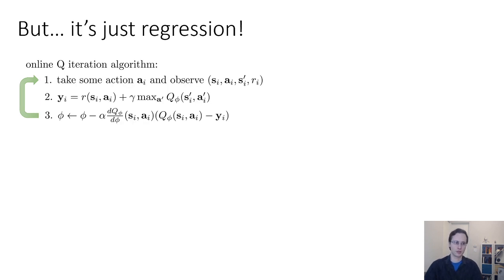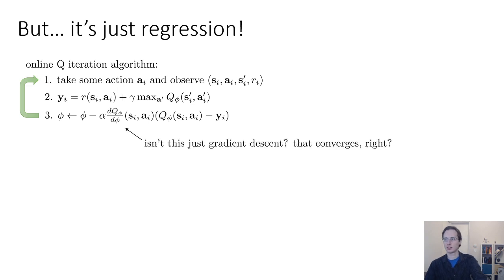Now, at this point, some of you might be looking at this and thinking something is very contradictory here. We just talked about how this algorithm doesn't converge, but at the core of this algorithm is something that looks suspiciously like gradient descent. Isn't this whole process just doing regression onto target values? Don't we know that regression converges? Isn't this just gradient descent?